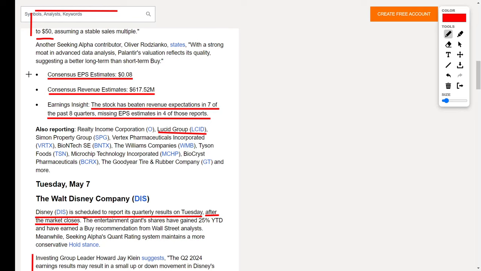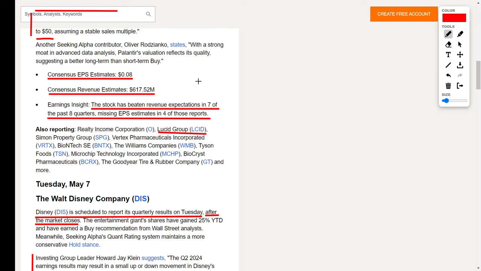But let's get back to the article, because according to this Seeking Alpha report, they believe that their earnings per share will come in at 8 cents on the positive, while their revenues will be around $617.52 million. You should also be aware that Palantir normally beats on their revenue estimates, considering that they have beaten their revenue estimates in 7 out of their 8 reports. And out of those same 8 reports, they missed on their earnings per share around half the time, or around 4 times. So obviously, I think they are going to beat on their revenue expectations yet again, because they have a long history of doing this.